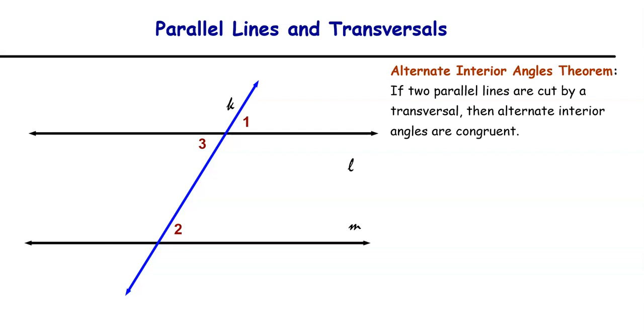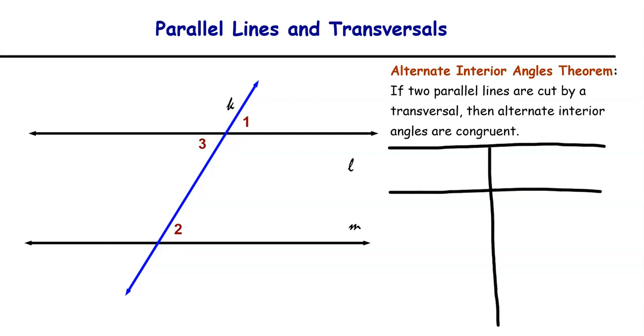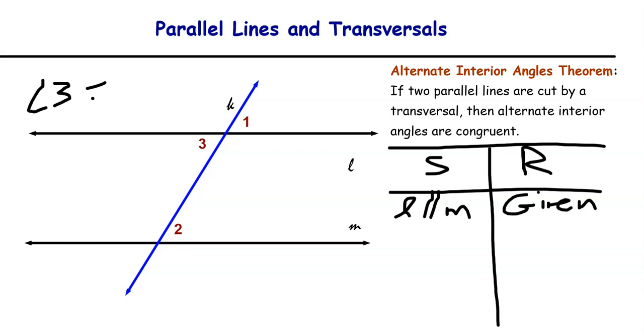So the angles in this diagram are very intentionally created to lead you in the direction of this proof. So statements, reasons, which I'm going to abbreviate there. We want to start by given that L is parallel to M, and we want to say that angle 3 is congruent to angle 2.